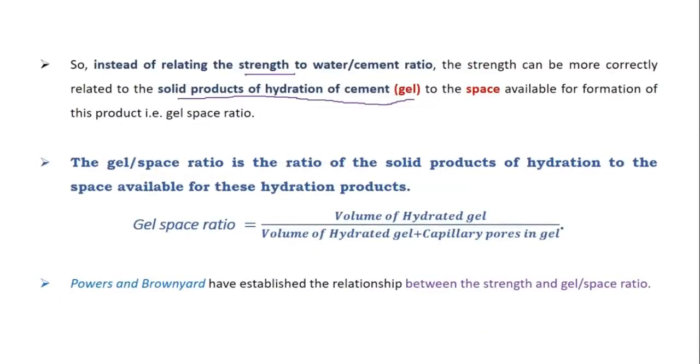Instead of relating the strength to water cement ratio like Mr. Abrams has done, what we are going to do is relate the strength of the concrete correctly with the solid product of hydration of cement gel to the space available for the formation of this product, that is gel space ratio. This could be understood by the following figure.